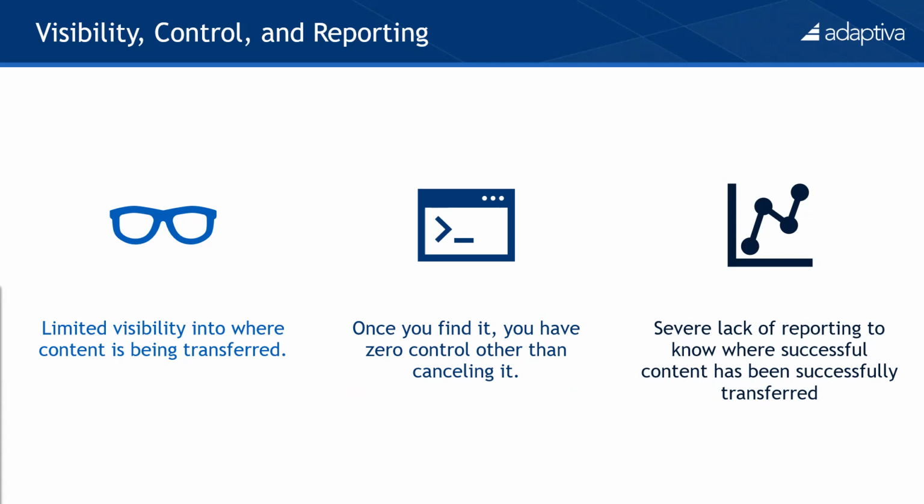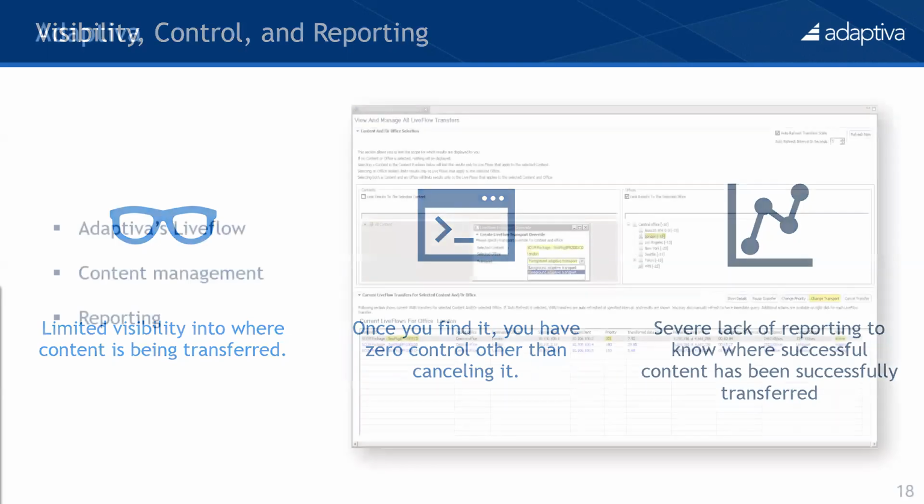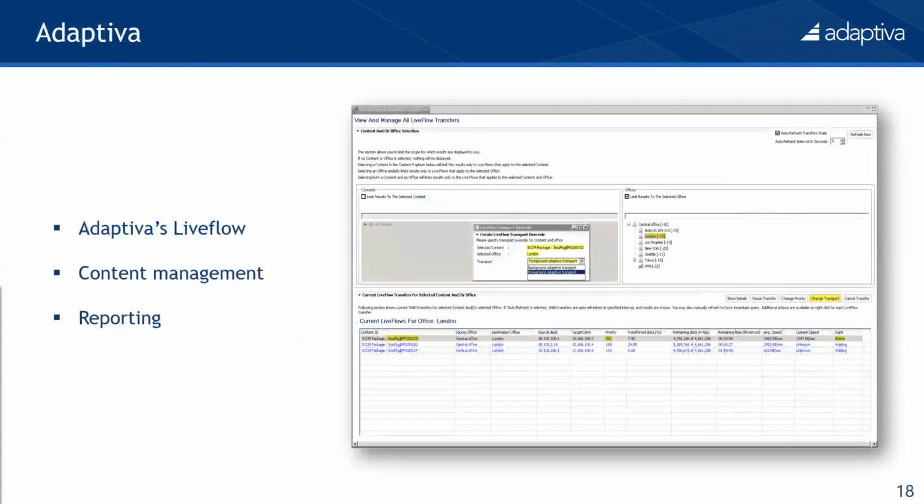And then after the fact, if I'm trying to look at what was going on from 12 o'clock to 1 o'clock today, or I want to see all of the content that's been transferred to a certain location, I don't get visibility into that. It doesn't exist within the Config Manager environment. And so Adaptiva adds all of that to it.